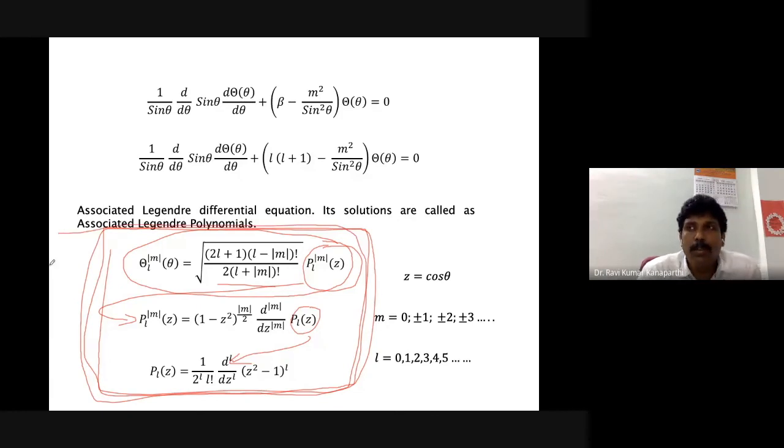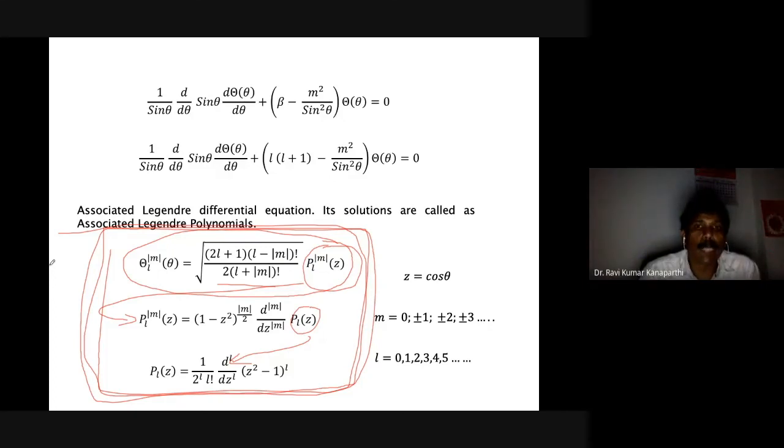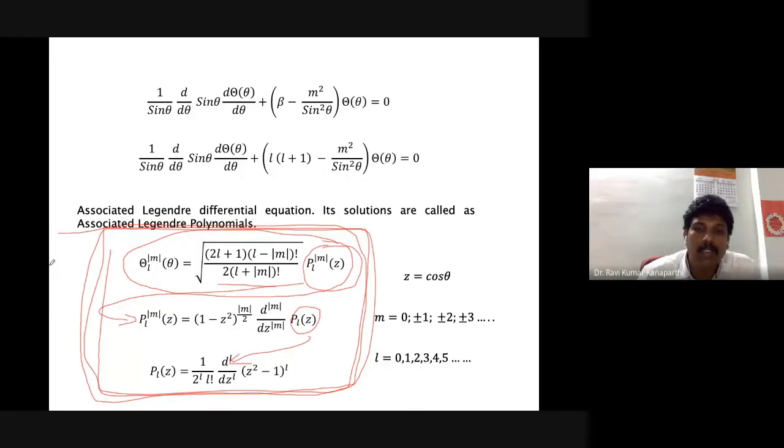The solution part we have discussed may not be very useful as far as a chemist is concerned, but you are supposed to remember these formulas, because they will help us understand and calculate certain spherical harmonics, which give you the real picture of the orbitals.